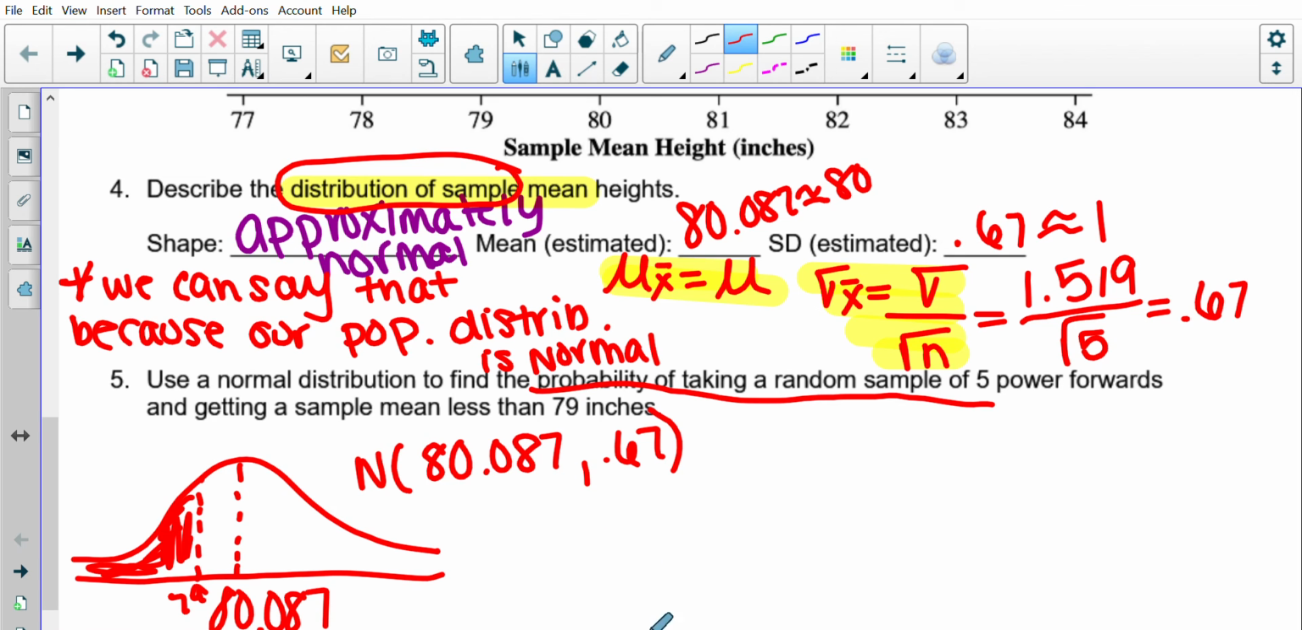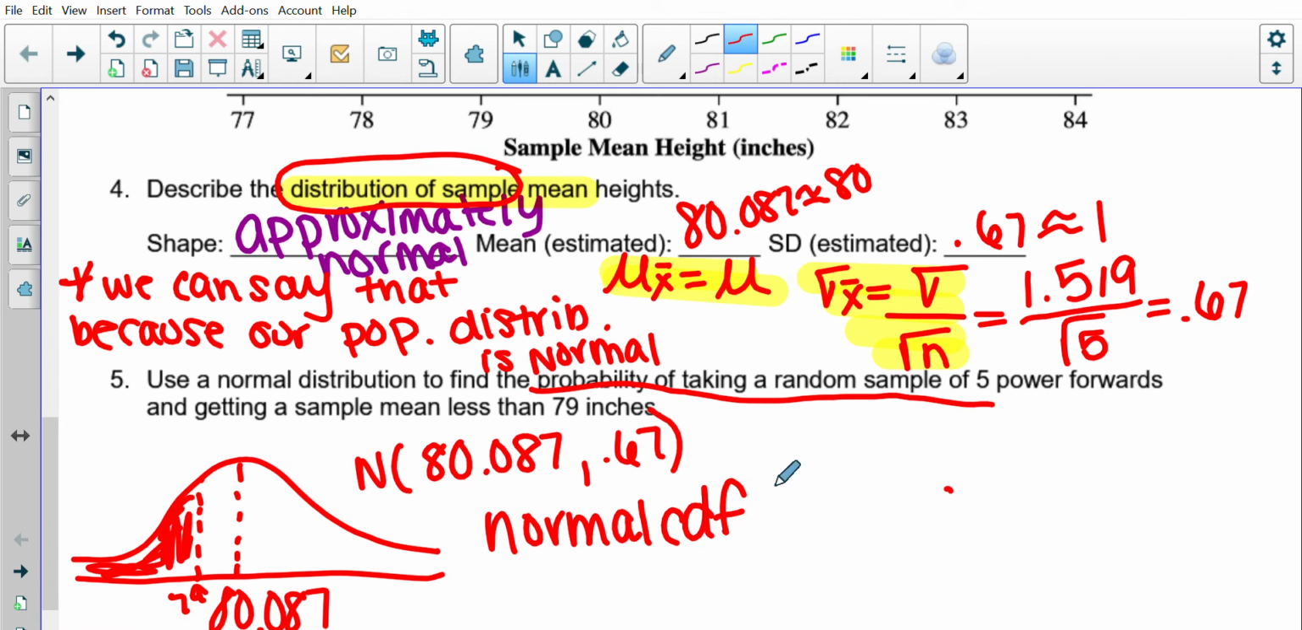Okay, so if I go into my calculator, I'm going to go to second catalog and all the way down to my normal CDF. My lower bound is negative 999. My upper bound is 79. My mean is 80.087. And my standard deviation is going to be 0.67. And I get 0.0523.